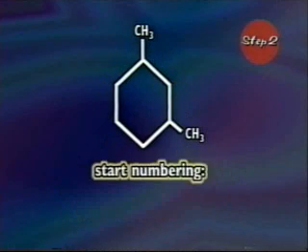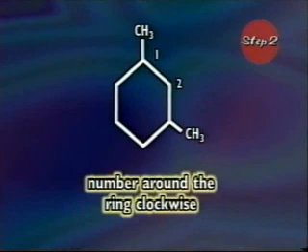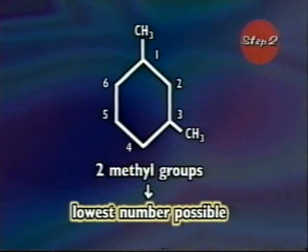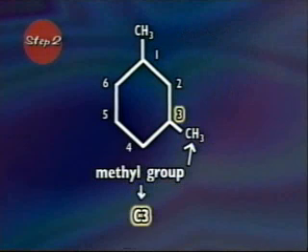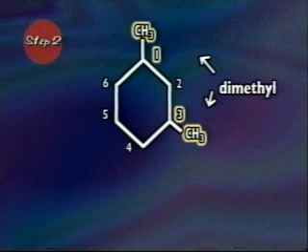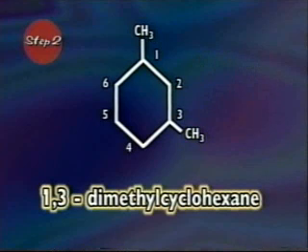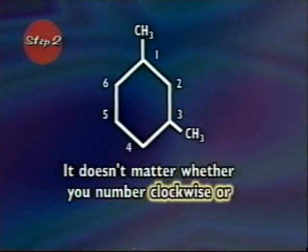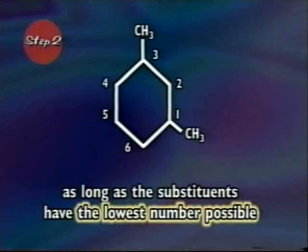In this instance, we'll start numbering at either one of the methyl substituents, and then we'll just continue to number around the ring clockwise, so the 2 methyl groups have the lowest numbers possible. We have a methyl group at carbon 1 and another methyl group at carbon 3. So we call the 2 methyls dimethyl, and all together we call them 1,3-dimethyl. This molecule is 1,3-dimethylcyclohexane. Notice here that it doesn't matter whether you number clockwise or counterclockwise, as long as the substituents are numbered with the lowest number possible.